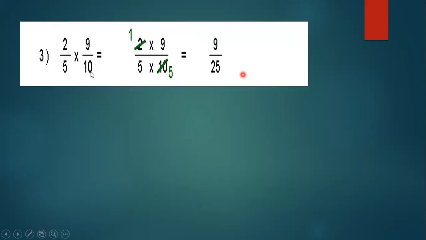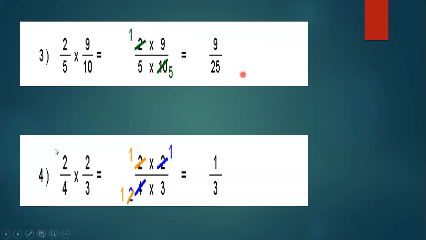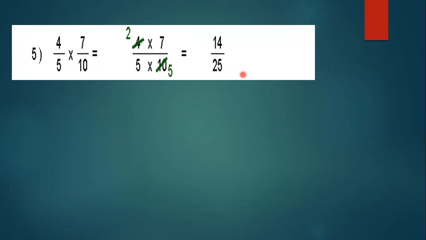Similarly, if I have 2 by 5 multiplied by 9 by 10, don't make this mistake of cancelling out this 5 by 10. They both are in the denominator. In 2 stable 1 time, 5 times, the answer is 9 by 25. Always remember, for cancelling, one number should be in the numerator, another should be in the denominator. Now you see here, 2 stable 1 time, 2 stable 2 times. Okay, and again this 2 gets cancelled with this 2, so the answer is 1 by 3.